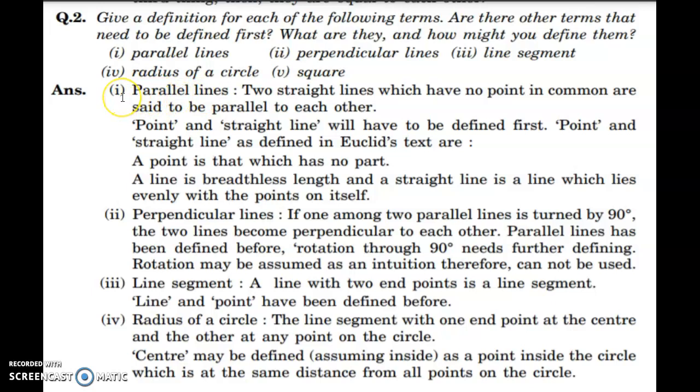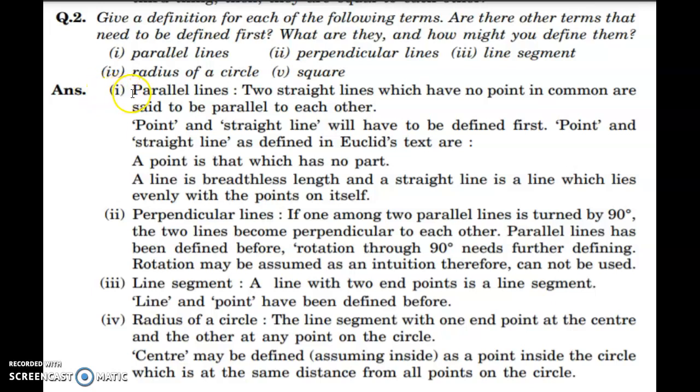Now come to the first term, parallel lines. Second term, perpendicular lines. Third term, line segment. Fourth term, radius of a circle. And the fifth term, square. These are the given terms related to geometry. Okay, my children. Now come to the answer.